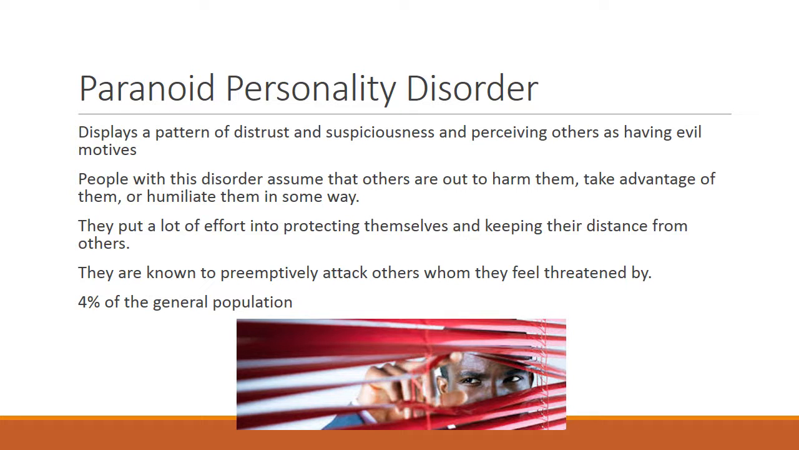So the first one we're going to talk about is paranoid personality disorder. And this is a person who displays a pattern of distrust, suspiciousness, and perceiving others as having an evil motive. They assume that others are out to harm them, take advantage of them, or humiliate them in some way. And they put a lot of effort into protecting themselves and keeping their distance from others. They are known to preemptively attack others whom they feel threatened by. And this is about 4% of the general population. And again, when we look at this population, we're thinking of adults over the age of 18.